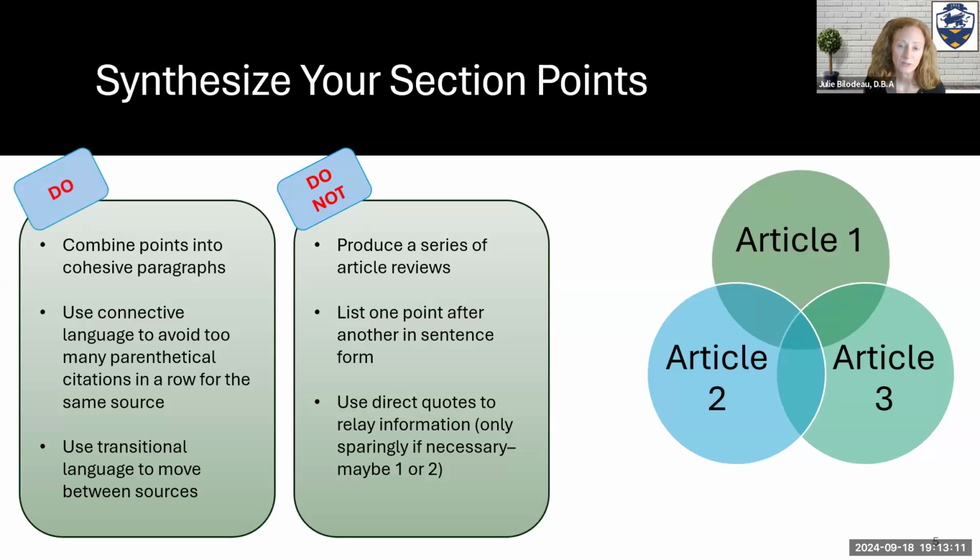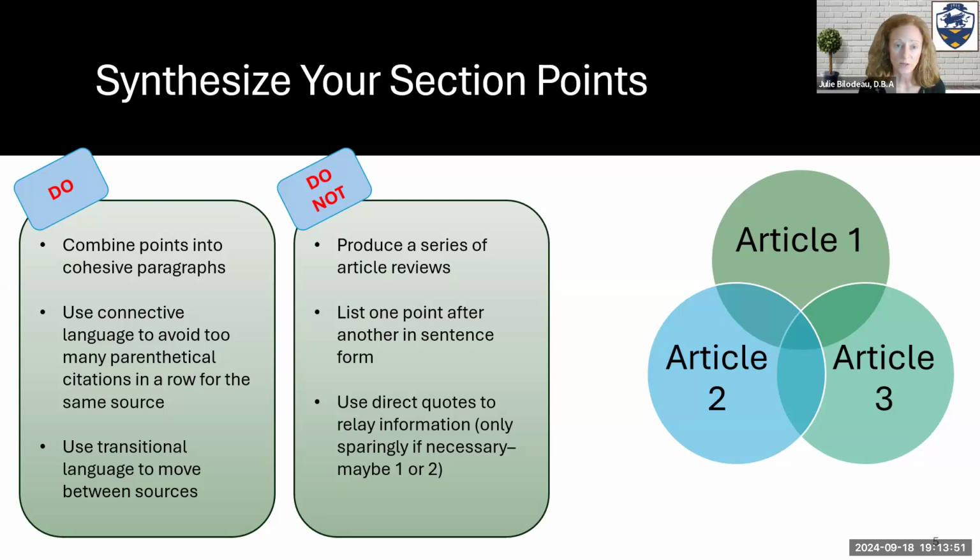So what do you want to do when you're synthesizing? You want to combine your points into cohesive paragraphs, which is what I just said. You want to use connected language, which we talked about last week, to be able to connect points from the same source without just using the same kind of citation sentence after sentence after sentence. You want to have that varied by connected language. You want to use transitional language to make sure that you're easing the transition from one source to the other. So when you move between sources, you have to have some kind of transitional language. Otherwise, it just becomes a stack of points in sentences.